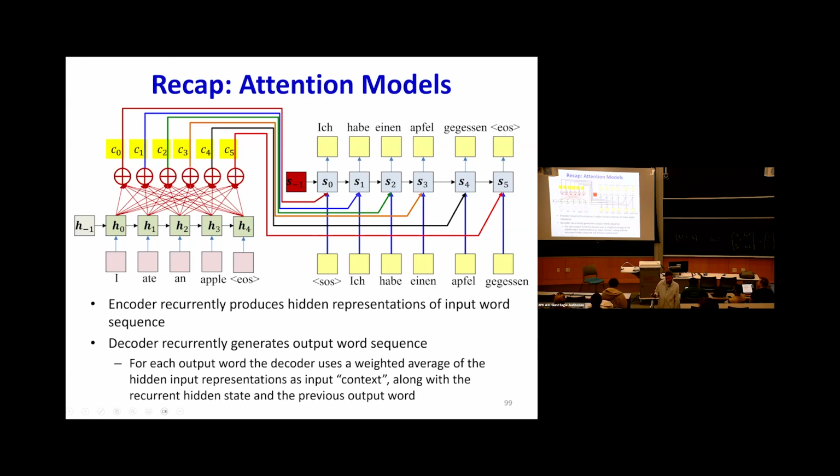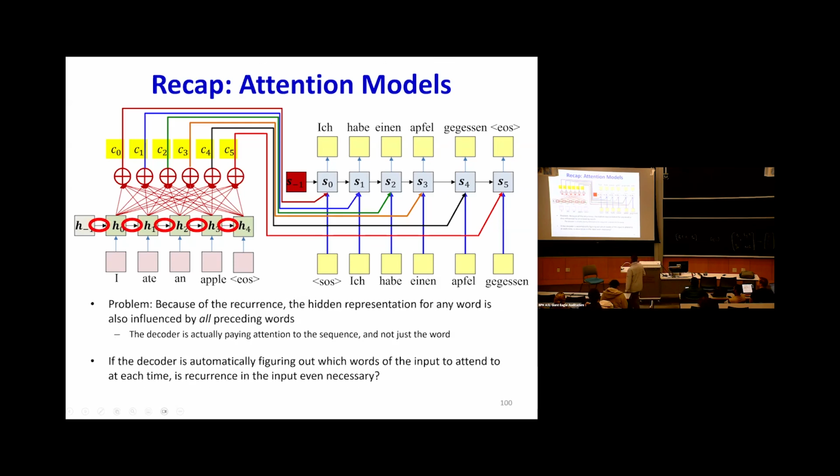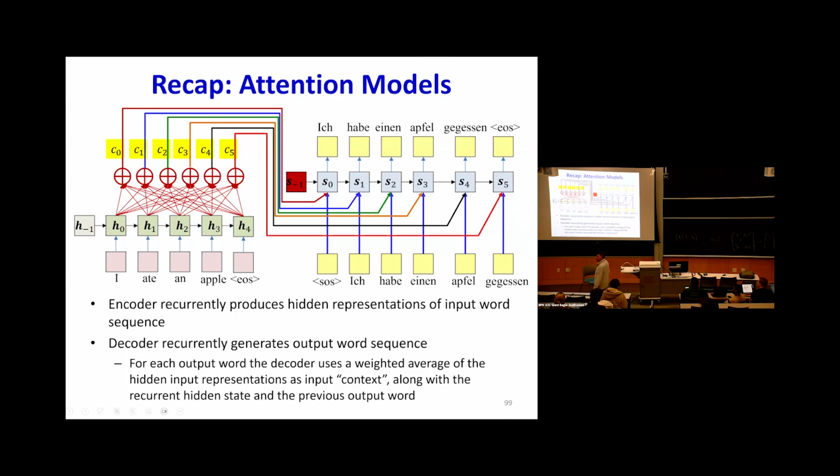Now, for the next 10 minutes, I'm going to be talking about something that we will be covering in the next class. But this is just to give you an idea, right? Here, if I'm learning to actually pay attention to the right word on the input, why do I need recurrence on the input over here? Do I need recurrence? What is the problem with recurrence on the input over here?